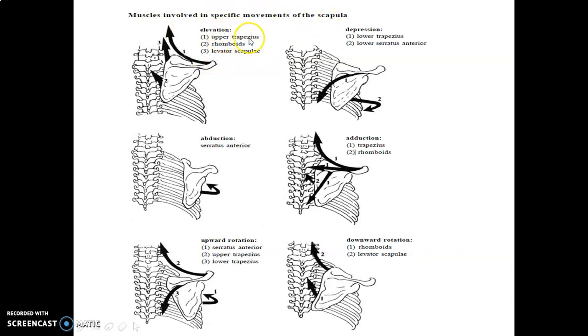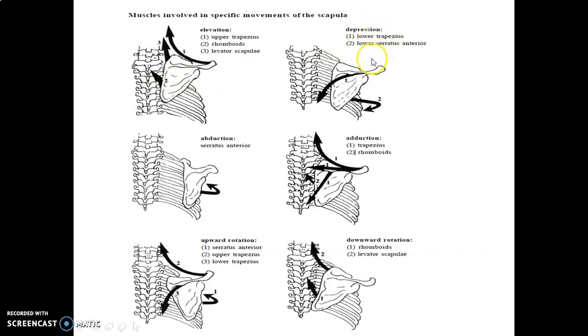Elevation is by the upper trapezius, rhomboids, which may have both major and minor, and the levator scapula. You can see here this third one is the levator scapula, which is going to elevate the scapula. Then you have, already discussed in the last picture, the upper trapezius, and then you have the rhomboids, which are mostly towards the medial border of the scapula. The rhomboids play an important stabilizing role. We will be discussing that later.